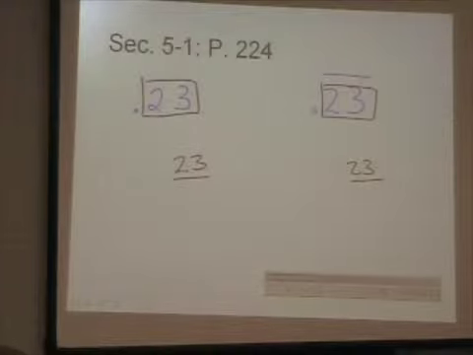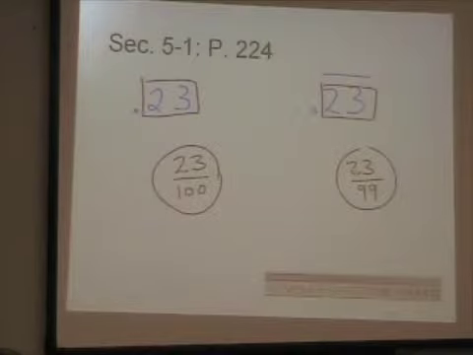Now the only difference in the two is what do you put on the bottom. If it's a terminating decimal, you put 100 on the bottom. If it's a repeating decimal, you put 99 on the bottom. Now, I have turned both of these decimals into fractions.